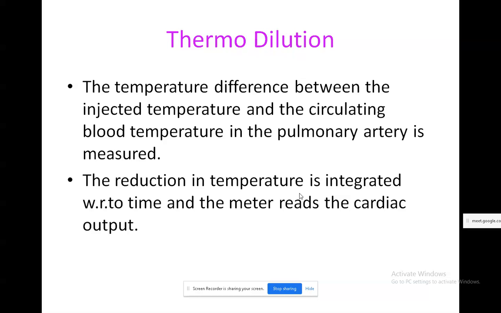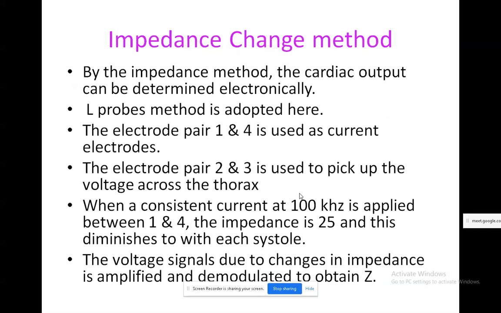Okay, so the temperature difference taken with respect to time. So after how much time you take it, okay? At what time you are injecting the thermal indicator into the blood, at what time you are going to take the blood out for measuring the cardiac output. So based on that time period, you are going to measure the temperature difference with respect to the time period. Okay, for getting the cardiac output.